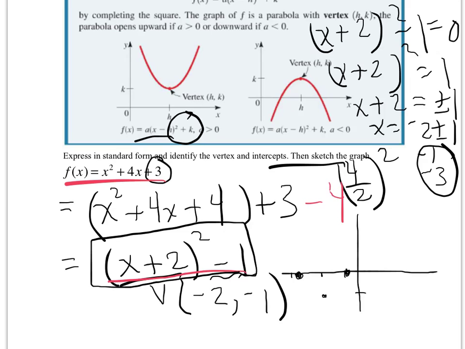Now the y-intercept we get when x equals 0, and that's easy to find over here. When x equals 0, we get y equals 3. So 3 on the y-axis is the y-intercept. So we have that going there. And so the graph does something like this. It's y-intercept, x-intercept, vertex, x-intercept, like that. So there's the parabola.